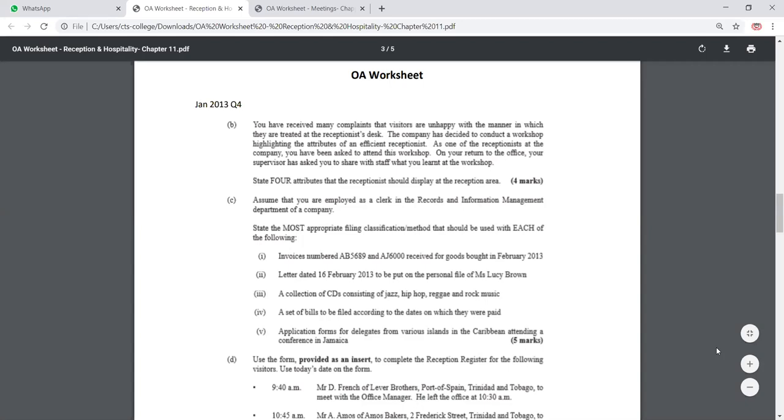Hold on. What's the page number again? 150 and 151. Okay, cool. I could give you one. Sure, go ahead. An attribute: maintaining the reception register. Miss, can I answer? Yes, Shavin, please go ahead.